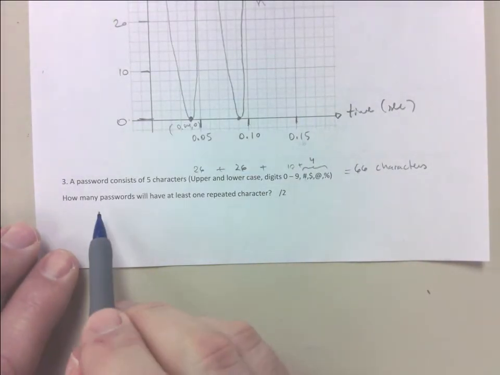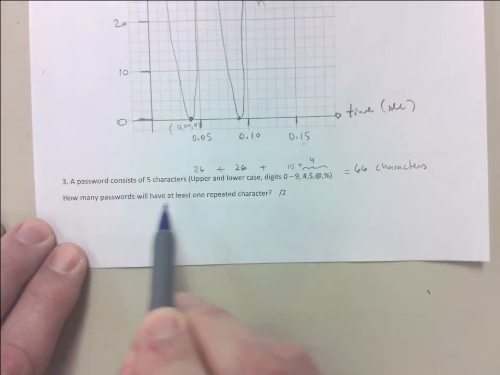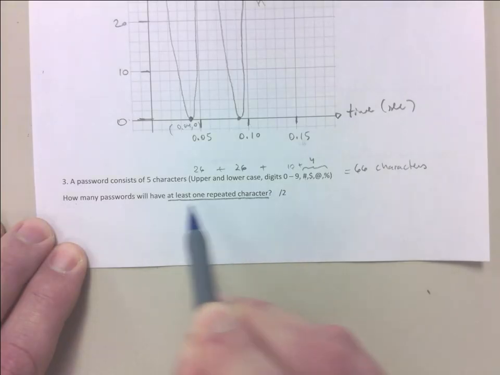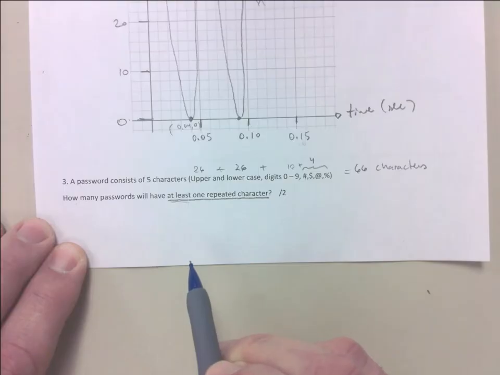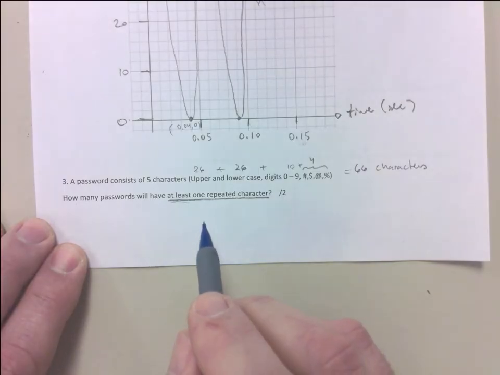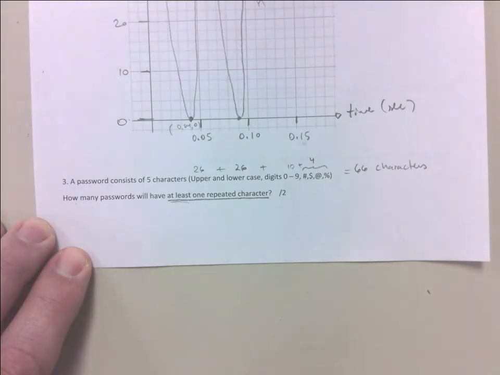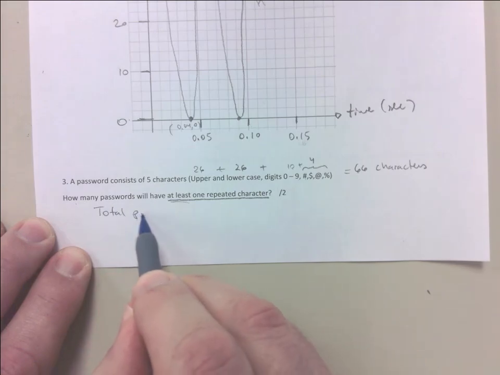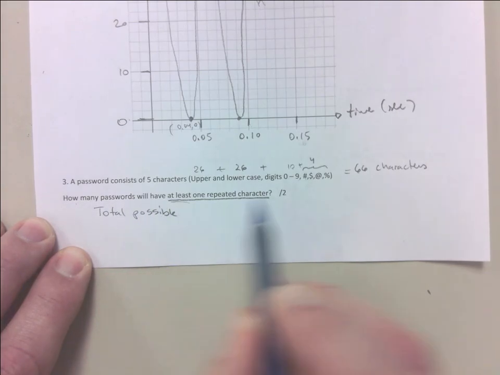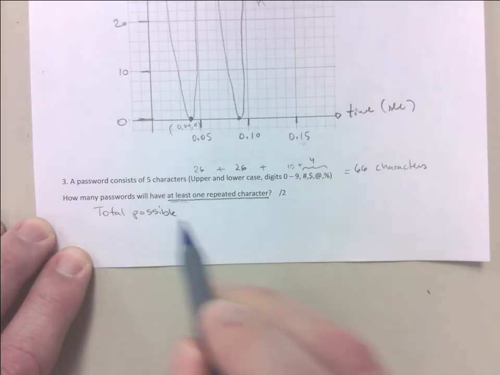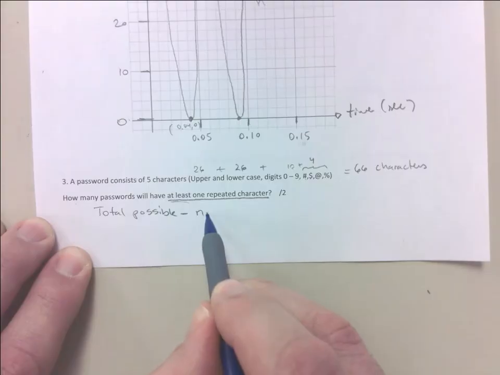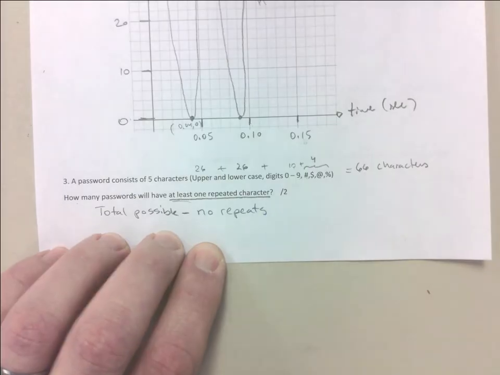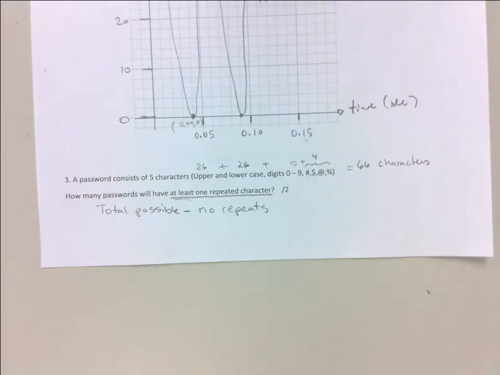Okay? Now, it says how many passwords will have at least one repeated character. I don't know, do you remember that? The at least, the infamous at least. You probably hated that, right? If it says at least one repetition, you want to go total, like total possible, and it's worth 2 marks. That's a dead giveaway. Minus no repetition, no repeats. You want to take away all the passwords that actually repeat.